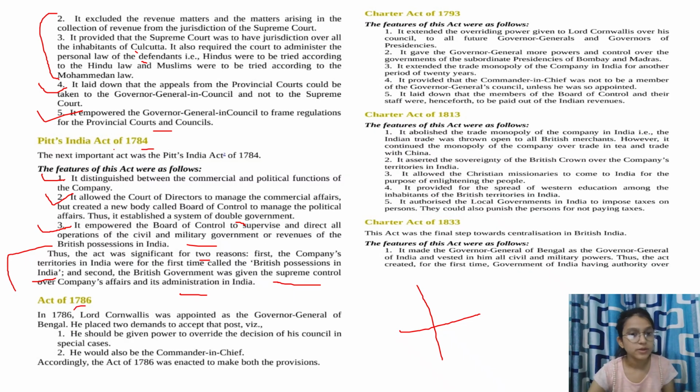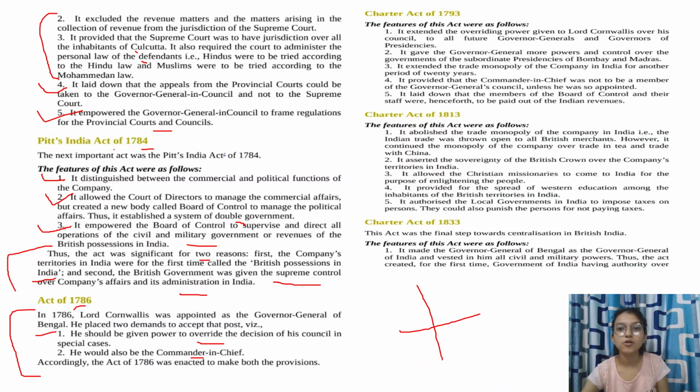Then we have the Act of 1786. In 1786, Lord Cornwallis was appointed as the Governor General of Bengal. That is the name you have to remember. He placed two demands to accept that post. He should be given power to override the decision of his council in special cases. He would also be the commander in chief. Accordingly, the Act of 1786 was enacted to make both the provisions. So he came with this particular demand. Other than that, he refused to serve in that particular post.